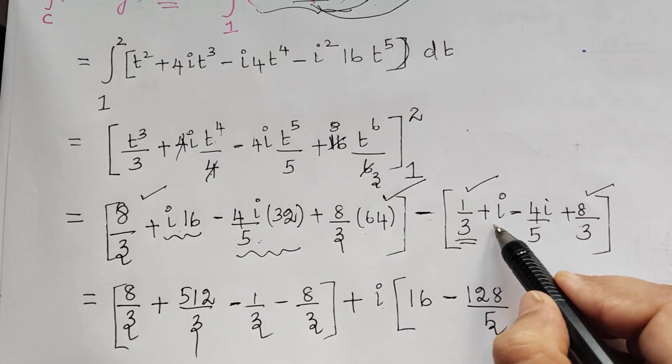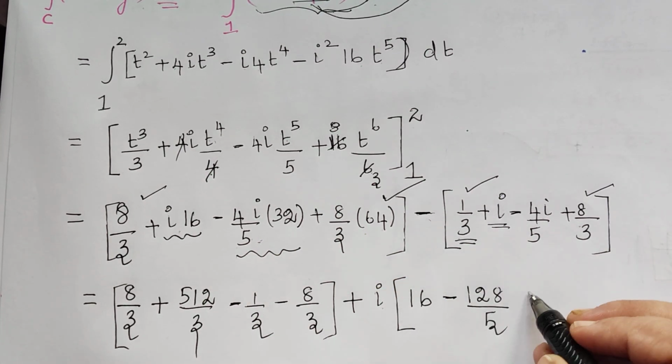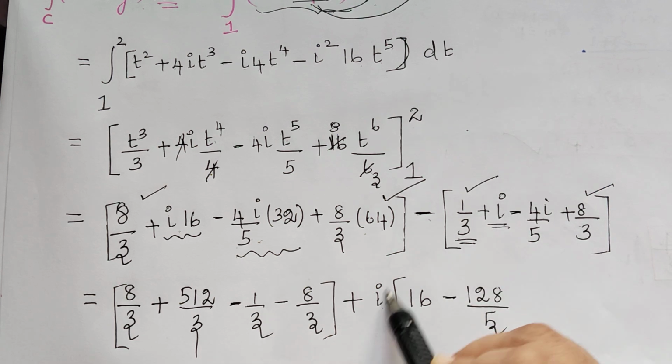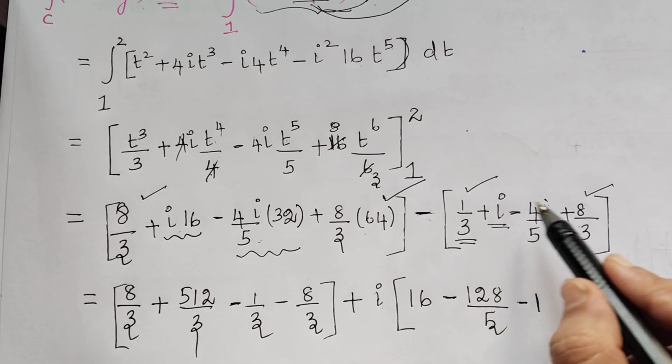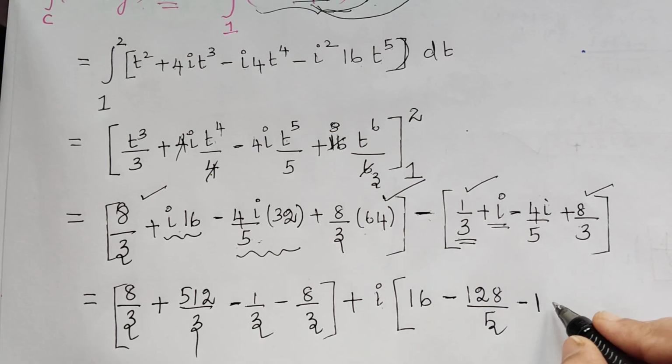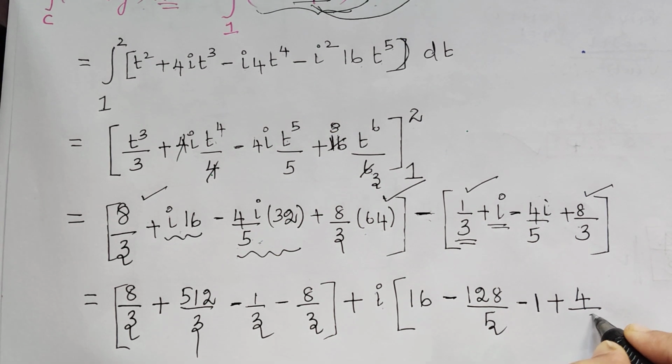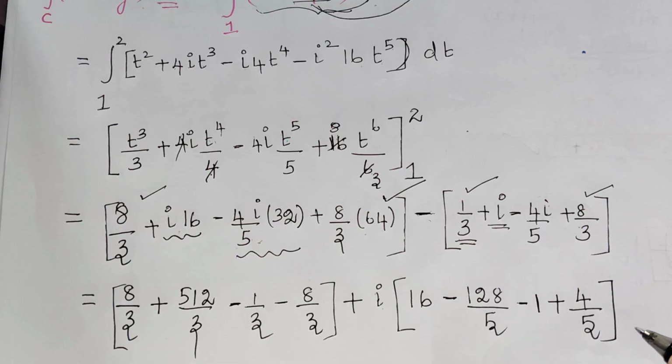Now the next imaginary part is this. So this, along with this minus, when we write, this i we have taken out. So it will be minus 1. And then this imaginary part i has gone out. Minus into minus will become plus 4 by 5. Now let us simplify this.